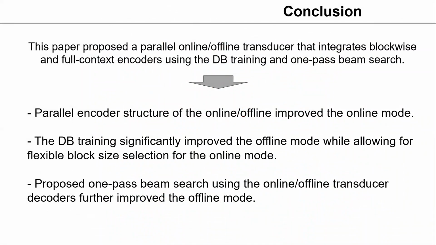Let me conclude the presentation. This paper proposed a parallel online-offline transducer that integrates blockwise and full context encoders using dynamic block training and one-pass beam search. We found that, first, the parallel encoder structure of the online and offline model improved the online mode. Secondly, the dynamic block training significantly improved the offline mode while allowing for flexible block size selection for the online mode. Thirdly, the proposed one-pass beam search using the online and offline transducer decoders further improved the offline mode.